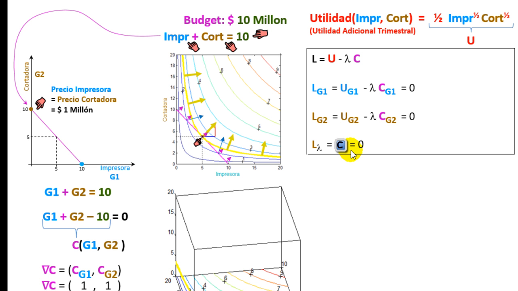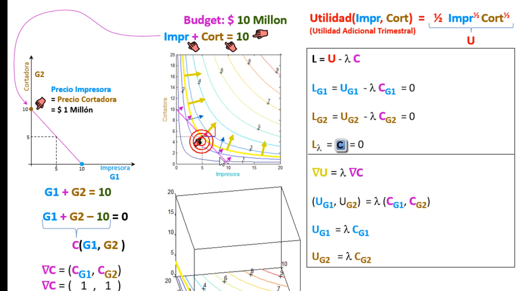But if you want to prove this, what you use is this concept, because if you say that in this point the gradient of the utility has the same direction as the gradient of this function c, so let's say, for example, this vector is 3 times this, in this case lambda would be 3, and then the gradient by definition is the partial derivative of utility with respect to g1 and with respect to g2, and the same for c.